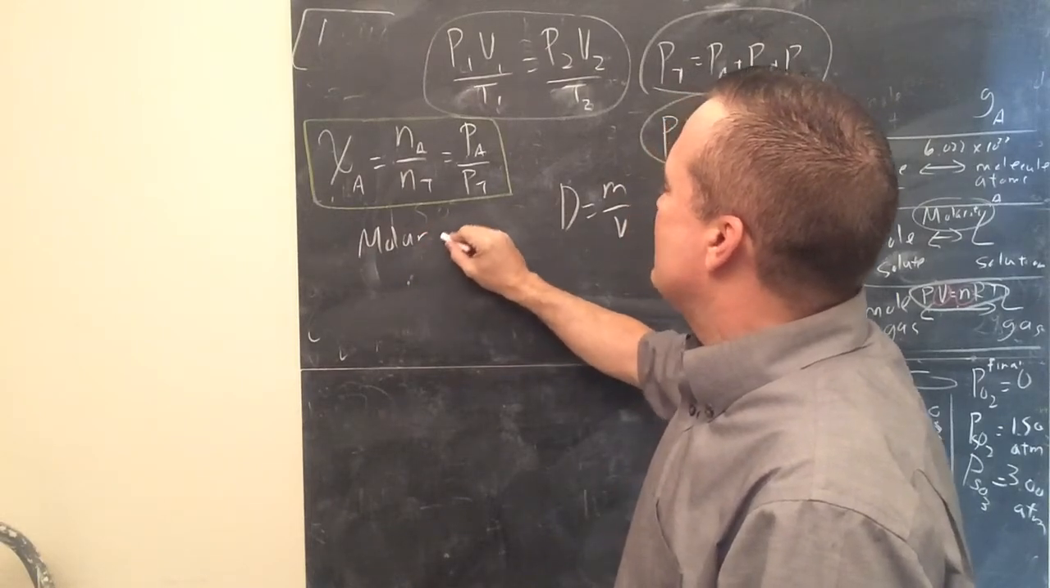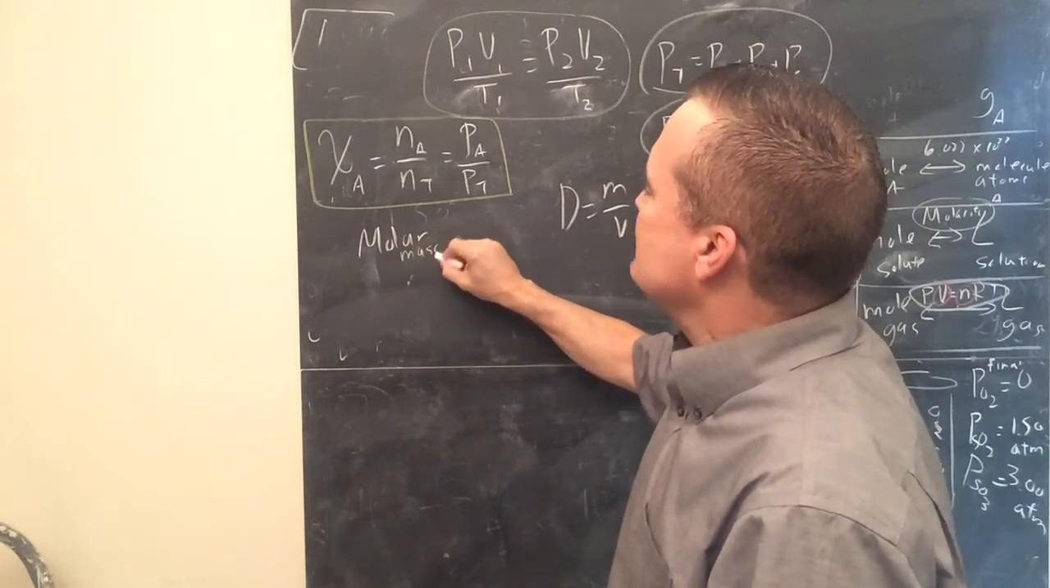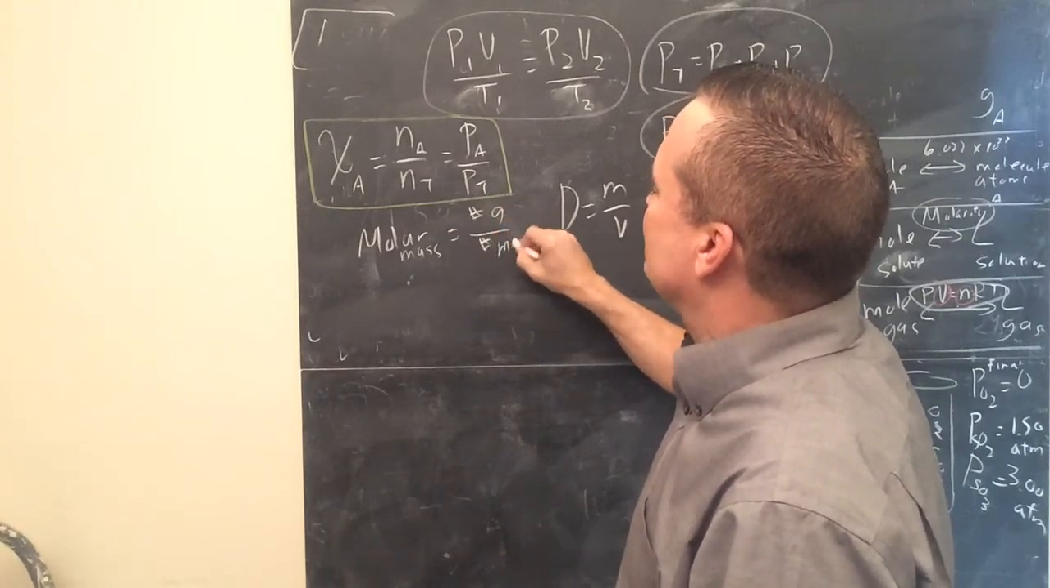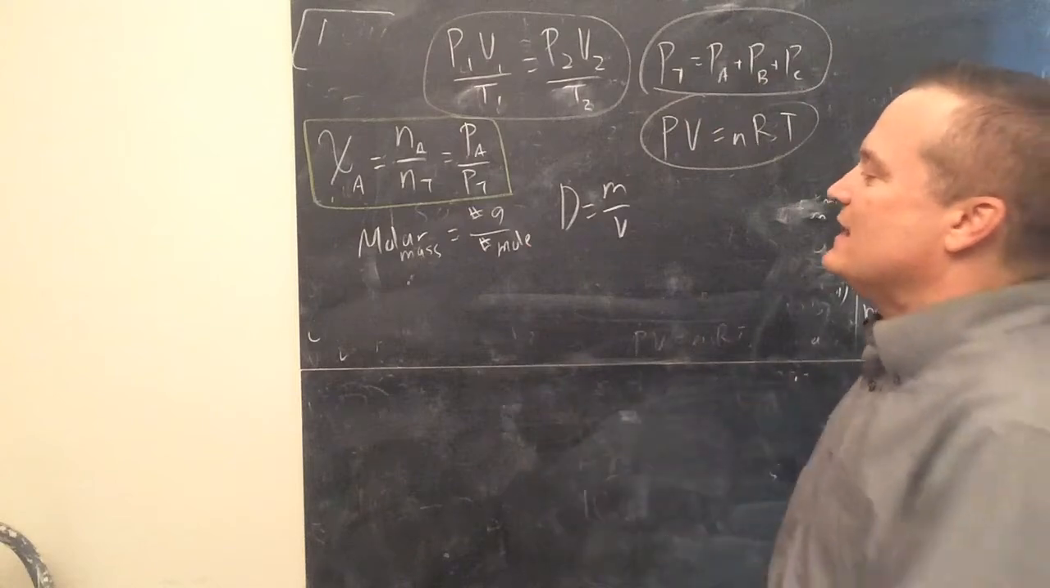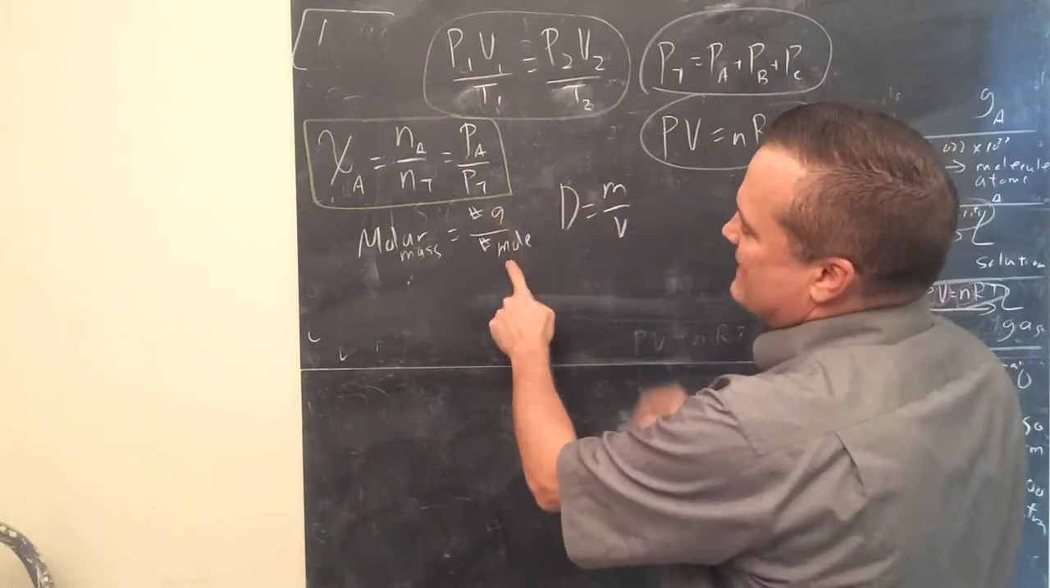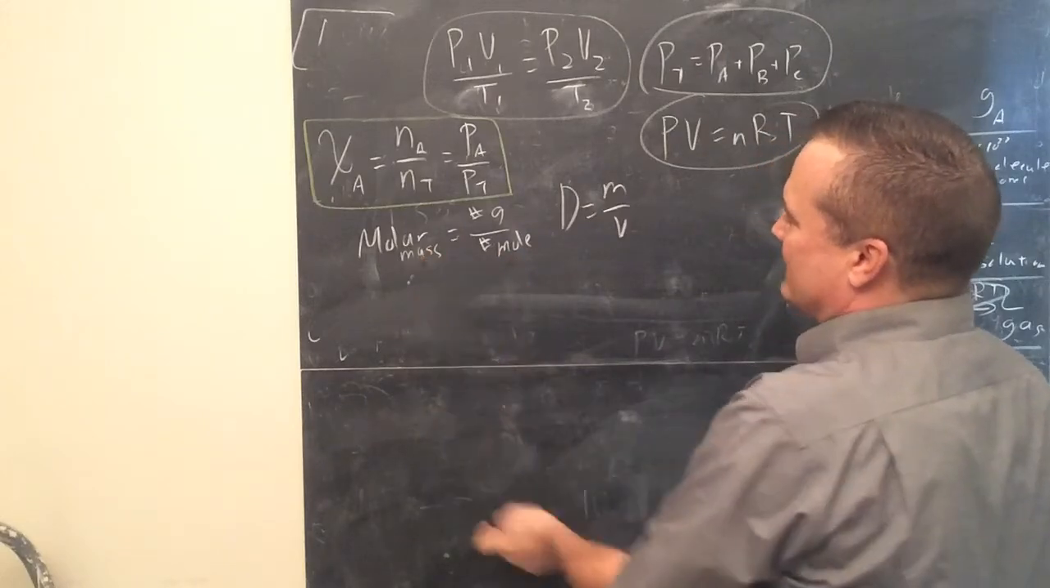Molar mass is, I just say, the number of grams divided by the number of moles. This is true for anything, gas, liquid, or solid, but we'll mainly talk about gases. For any gas, if I know how many grams divided by how many moles are in the sample, I've got the molar mass.